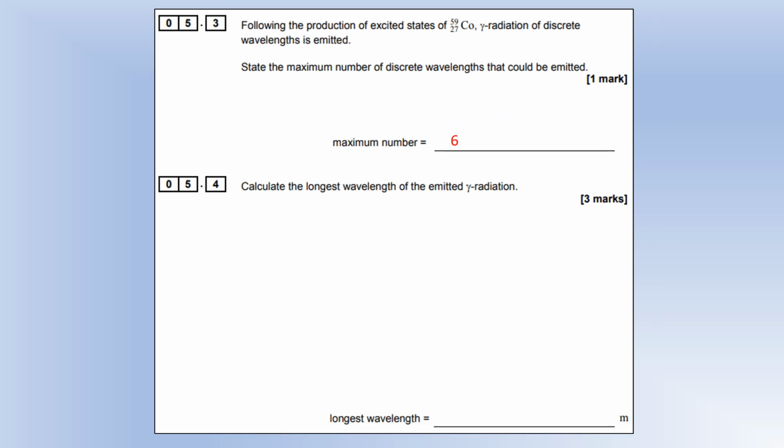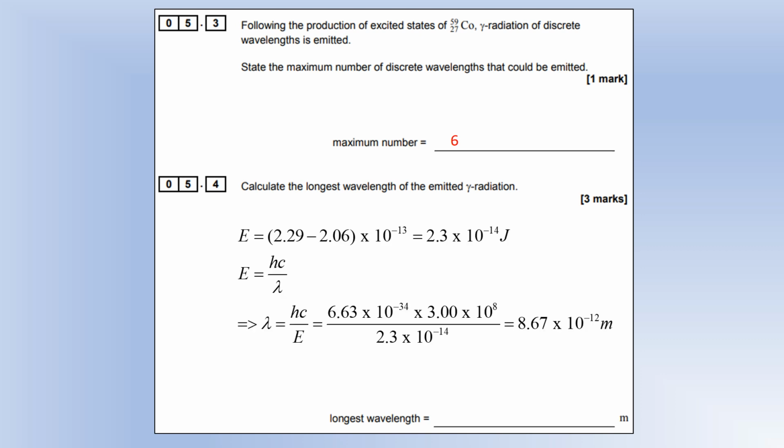So in terms of the longest wavelength, we want the shortest energy transition, or the smallest energy gap, which is between 2.29 and 2.06 times 10 to the minus 3. And once we've got the energy, we can then calculate the wavelength using this equation, like I've done here.